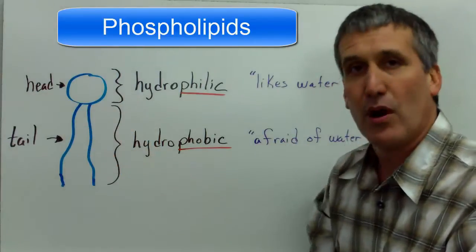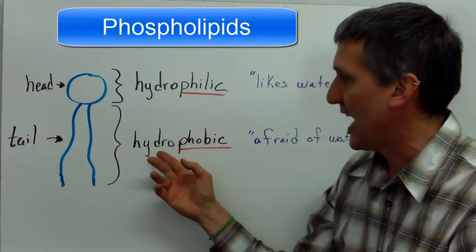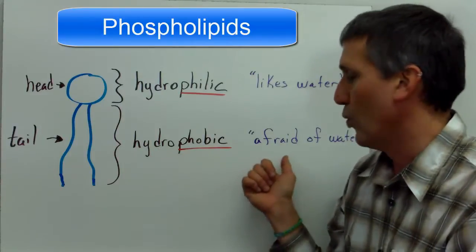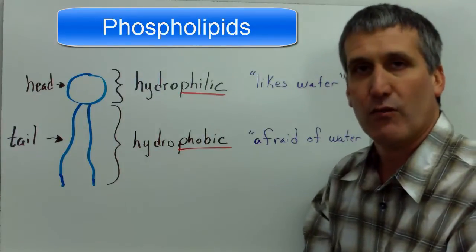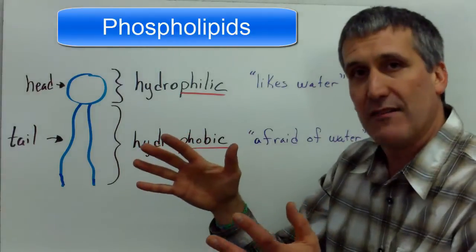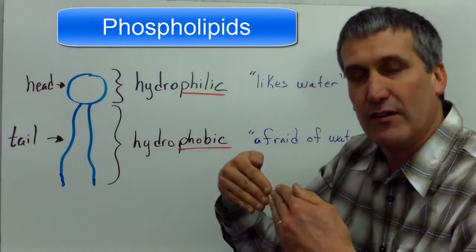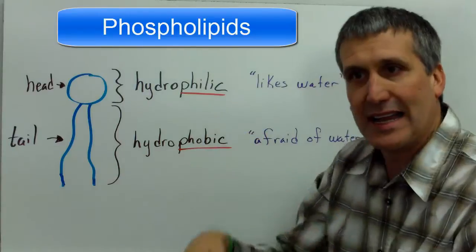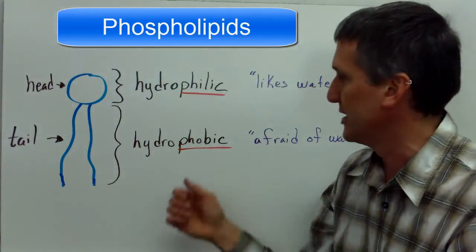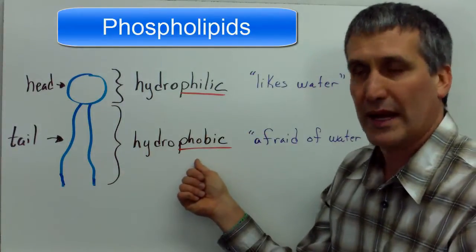And then there's a tail part which has the opposite characteristic. It's hydrophobic, meaning water hating, or it's afraid of water. So those tails of that phospholipid want to hide. If water's around, they want to hide and stay away from the water because they are hydrophobic.